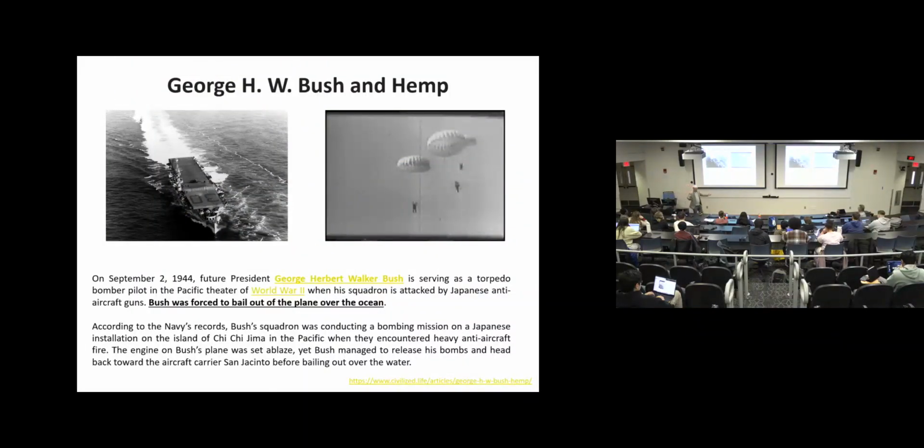Okay, so here's the third president, and this is George H.W. Bush, who owes his life to hemp. Okay, so it's a bit unfortunate here. So in September 1944, he was in his torpedo bomber, and they were hit, and it caught fire, and he managed to make it almost back to the ship and had to bail out. And he bailed out over the water, and he survived. Okay, unfortunately, the other two crew members didn't.